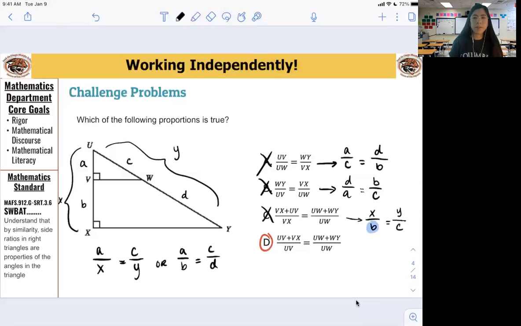So again, that's out. The only one that worked was this one. This one would be X over A equals Y over C. It's the only one that had it all in order. So do I have questions on this one? You guys did pretty well on it.